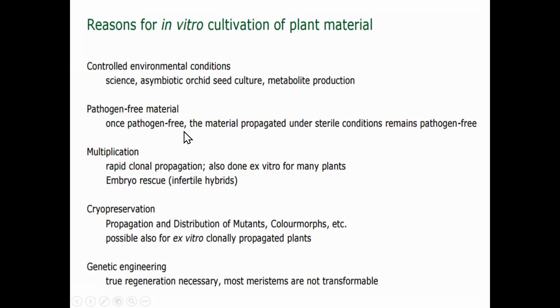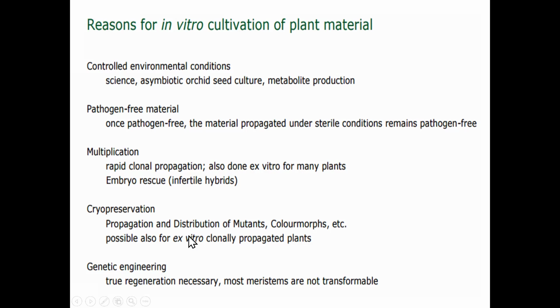seedlings, that is potato, banana, and many other crops. We can get pathogen-free seedlings. Multiplication, rapid clonal propagation. For example, seed is a limited resource, but tissue culture is a renewable resource, never depleted. So you can produce an unlimited number of plants or tissues from a single cell.